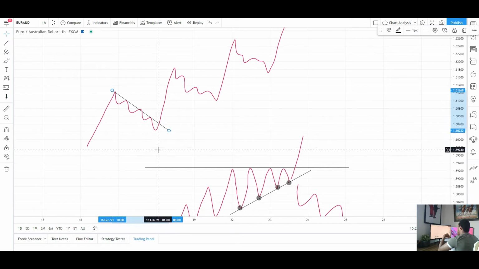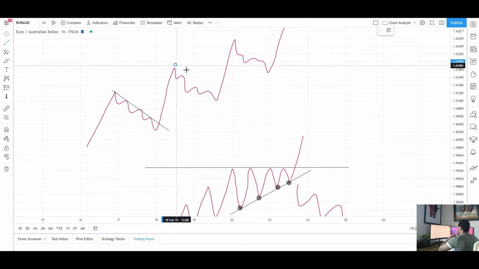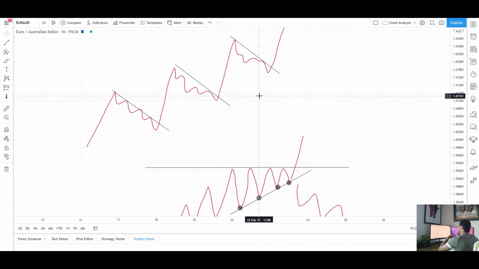So break of that trend line, impulsive move to the upside, break of that trend line, impulsive move to the upside, break of that trend line, impulsive move to the upside. So very simple pattern, but normally when used correctly, it can be very effective.